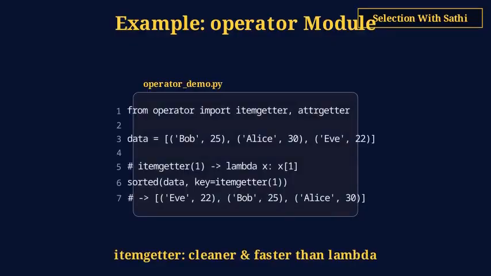itemgetter(1) creates a function that extracts index 1 from a tuple. Sorted data, key equals itemgetter(1) sorts by the second element. This is cleaner and faster than lambda x: x[1]. attrgetter works the same way but for object attributes.